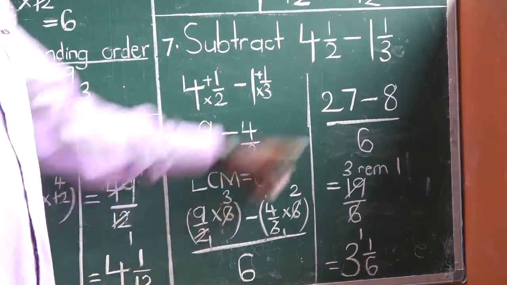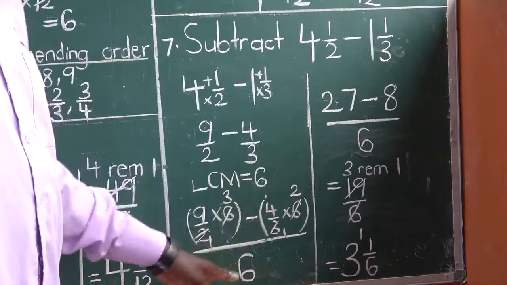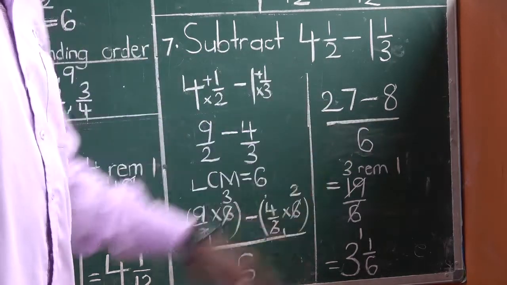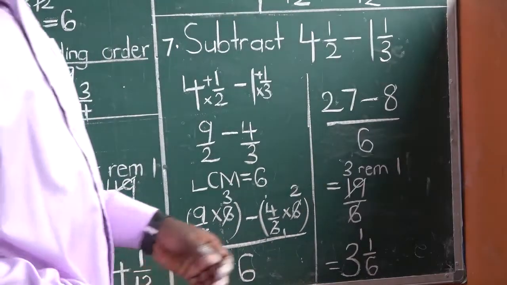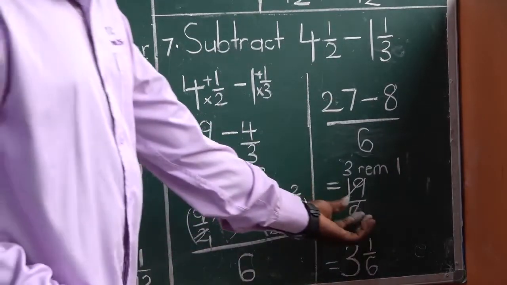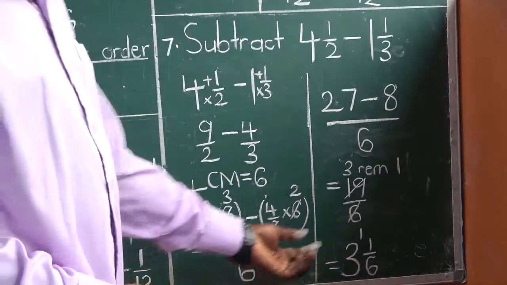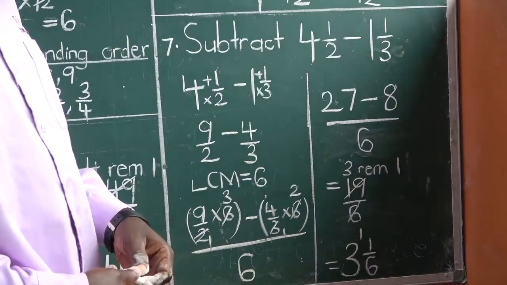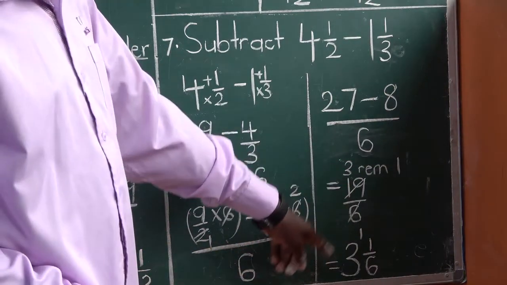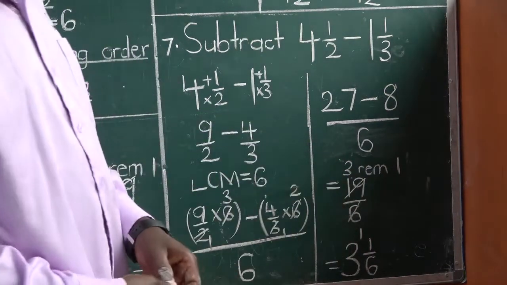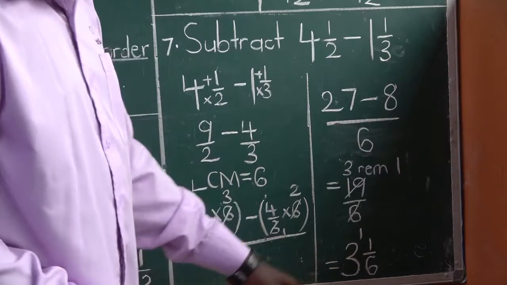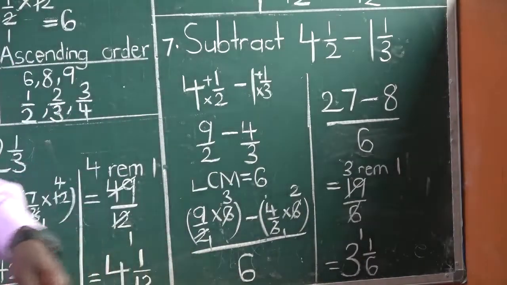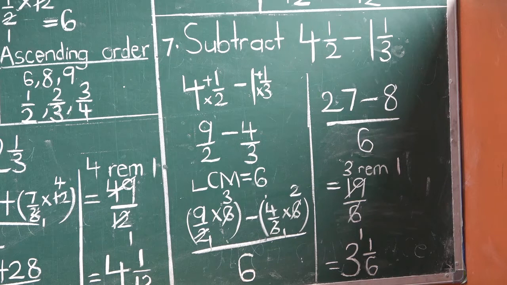Remain with 9 times 3, which is 27, minus, in between here, 4 times 2 is 8 out of 6. And now subtract 27 minus 8, you get 19. 19 out of 6. This is also an improper fraction, which I said must not make a conclusive answer. So we divide 19 by 6, whereby 6 once, 19 divided by 6, you get 3, remainder 1. That's 3 whole numbers and 1 out of 6 as the answer. 3 and 1 over 6 is the answer to that question. That's how we deal with fractions of that category.